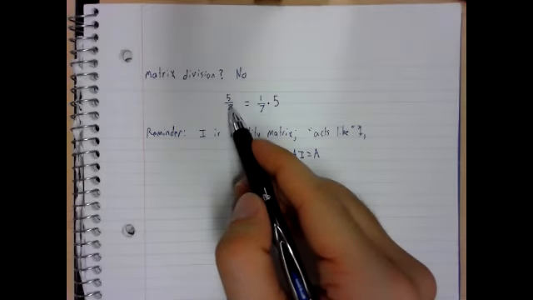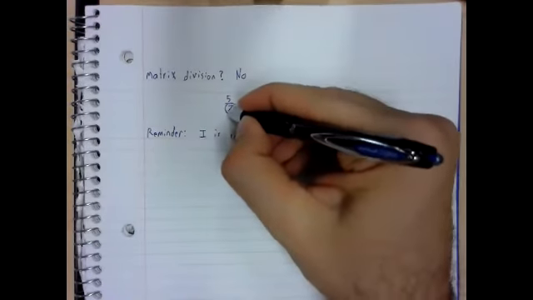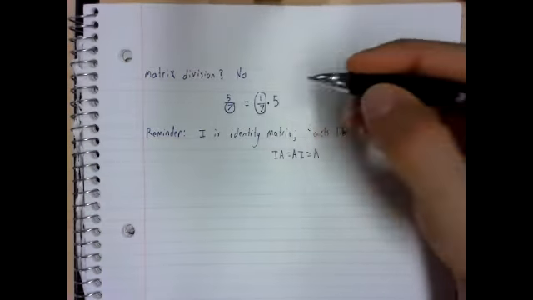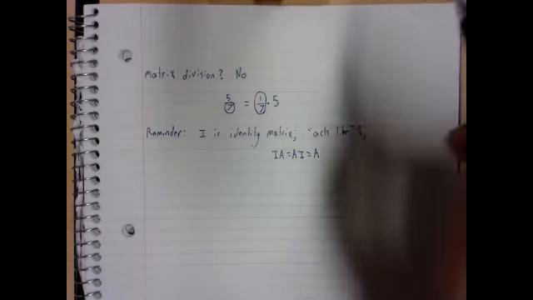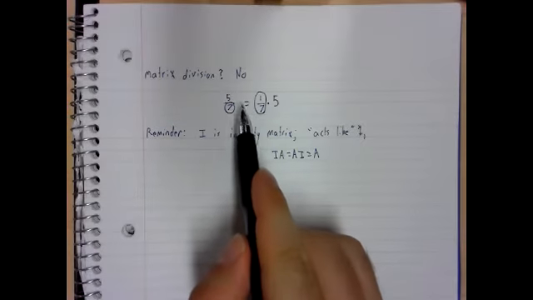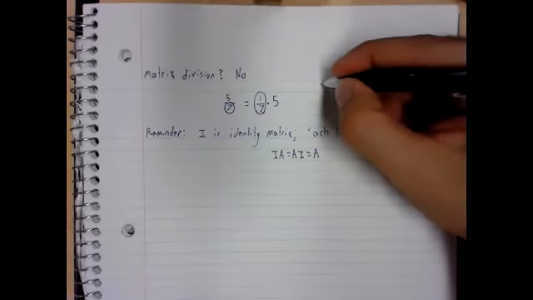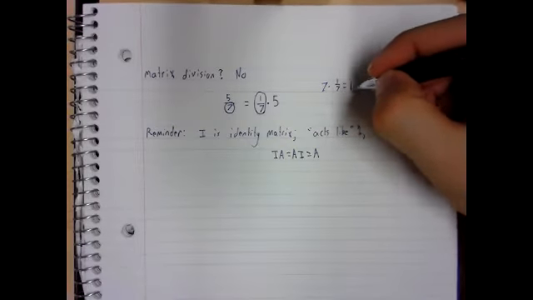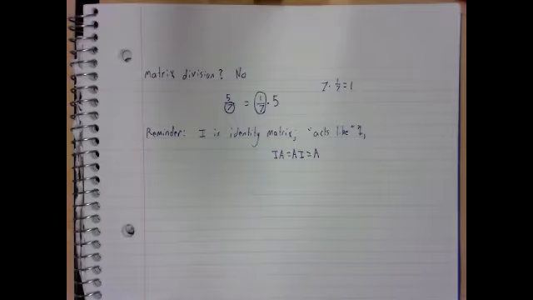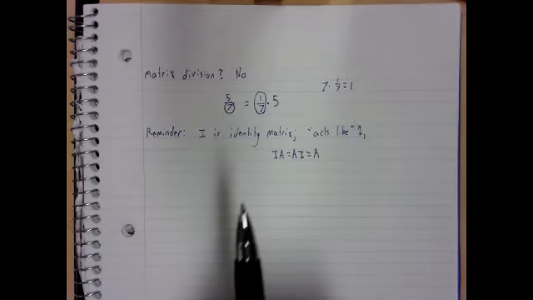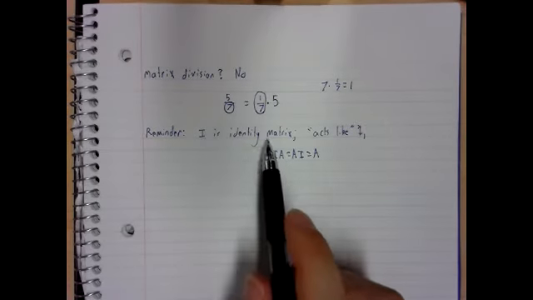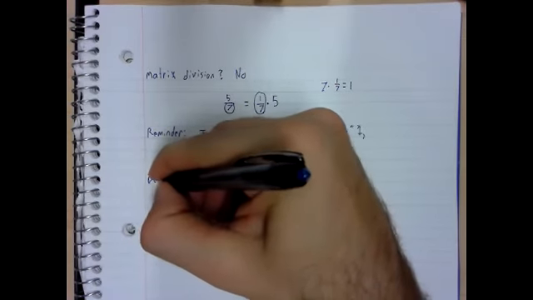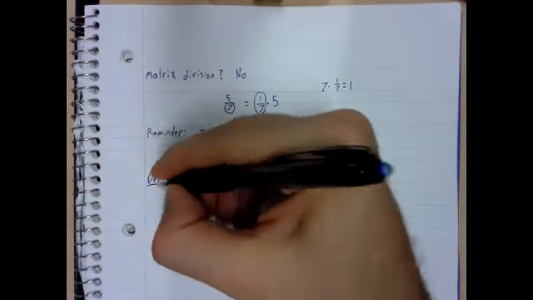Now, back up here, dividing by 7, or multiplying by 1/7, what's the relationship between these numbers? Well, 7 times 1/7 equals 1. Bearing in mind that the identity matrix acts like 1, we define the following.